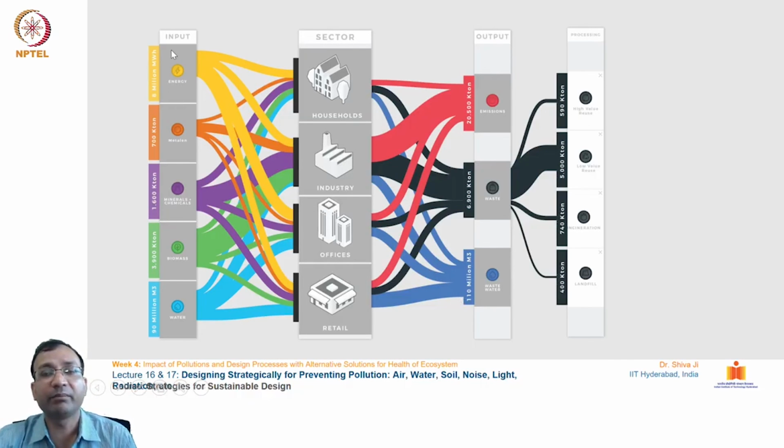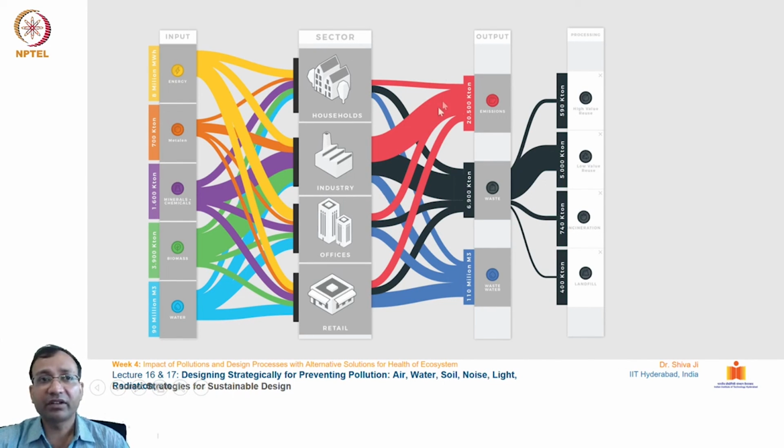So let's see the first one: 8 million megawatts of energy goes to households, industry, offices and retail. Almost 700 kilotons of metal goes to serve these four sectors. Then 1600 kilotons of minerals and chemicals go to serve these sectors. And then there is water. If you see, 19 million cubic meters of water goes to serving these four sectors of household, industry, offices and retail.